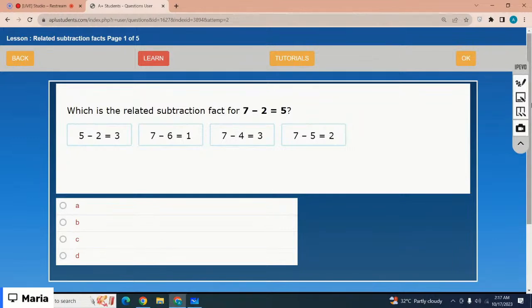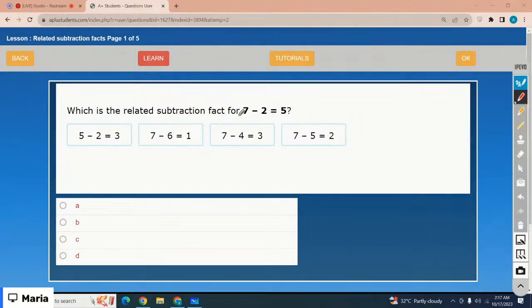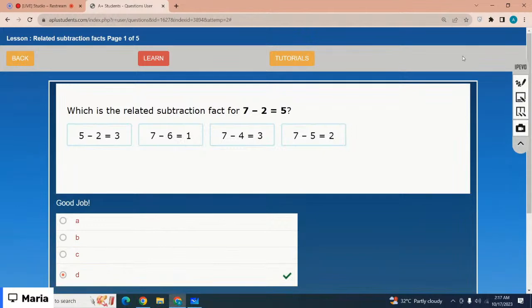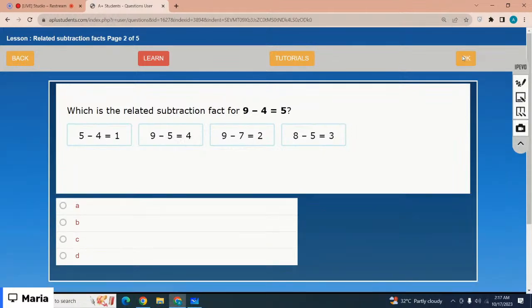They both have exactly the same numbers, just two of the numbers are swapped. You can see here you have 7 take away 2, and here 5 and 2 are swapped. So that would be 7 take away 5 equals 2. Option number D is the correct option. Got it? What is the related subtraction fact for 9 take away 4 equals 5? Which is the correct option?